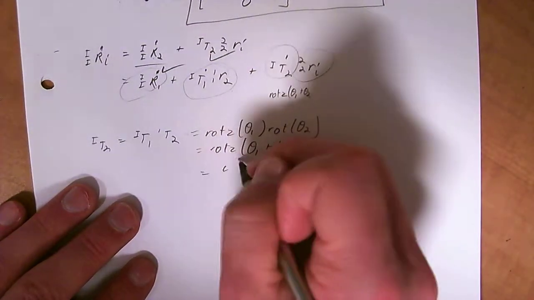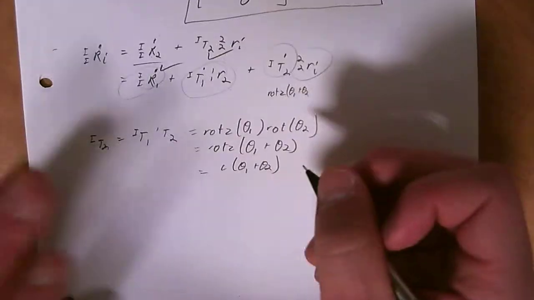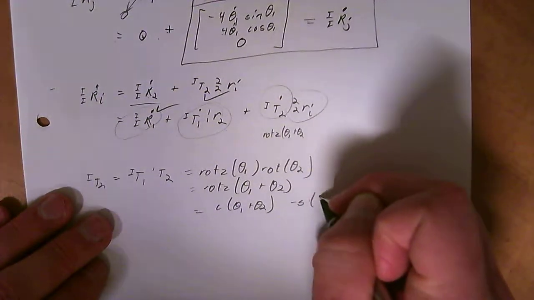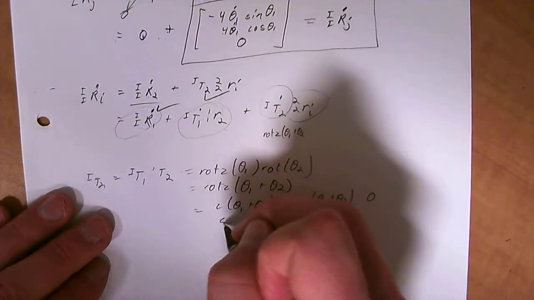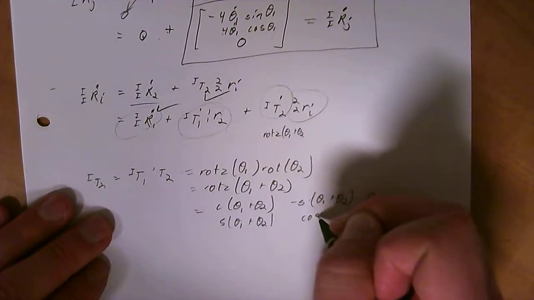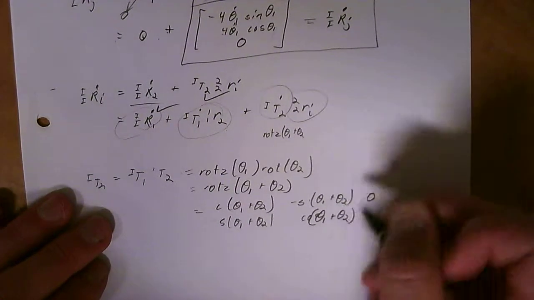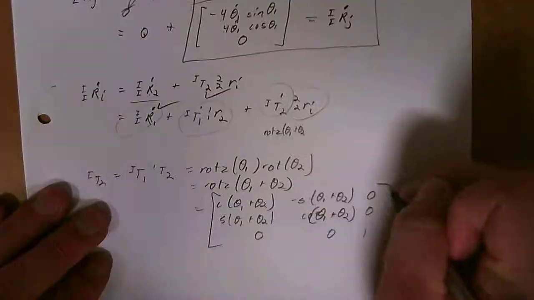Which is then equal to cosine of theta 1 plus theta 2. I'll write out the whole rotational matrix just like I didn't do up here. Minus sine of theta 1 plus theta 2, 0. Sine of theta 1 plus theta 2, cosine of theta 1 plus theta 2, 0, 0, 0, 1. Just like that.